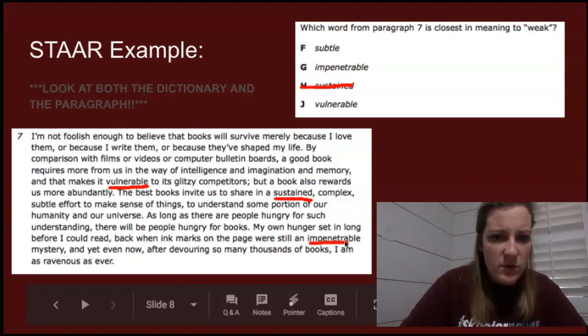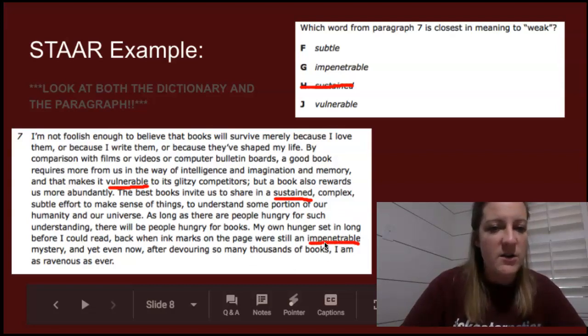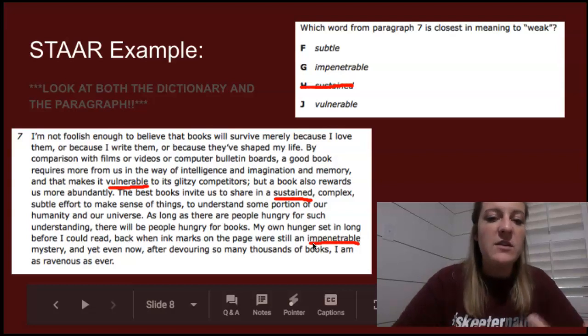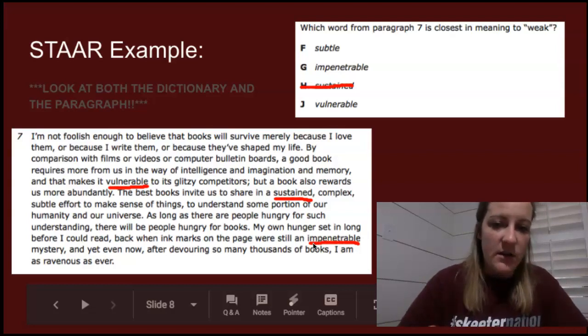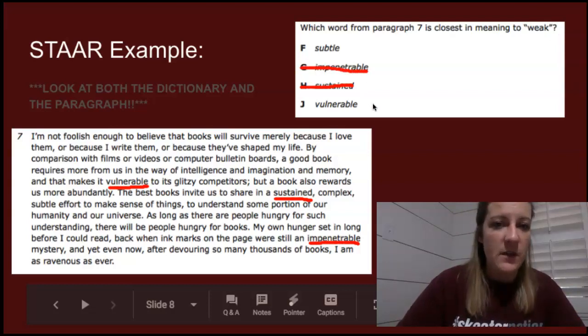So we keep reading. Impenetrable. Okay, so if we don't know what that word means, we can definitely look it up. But just based on our context clues: my own hunger set in long before I could read, back when ink marks on the page were still an impenetrable mystery, and yet even now, after devouring so many thousands of books, I am as ravenous as ever. So just from the sound and the feel of the word in the context, the connotation, impenetrable does not have anything to do with weak. So impenetrable is not the right answer.